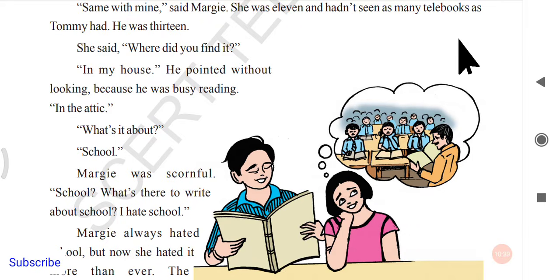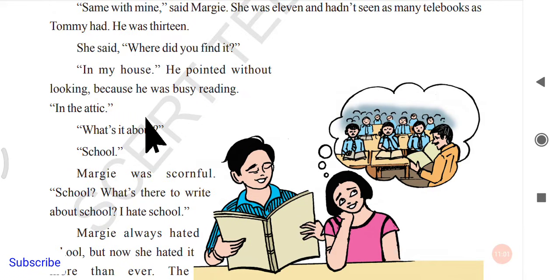So she said, "Where did I find it?" "In my house." "Where did you find it?" "Find it in my house." He pointed without looking because he was busy reading. So Margie has asked, "Where did you find this book, Tommy?" So he said, "I found it in my house." And he was not looking clearly at Margie because he was very interested, or busy reading this book. And he said, "In the attic."